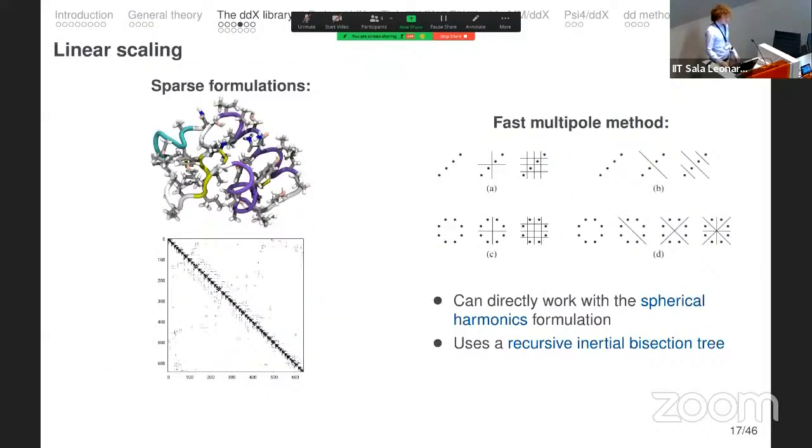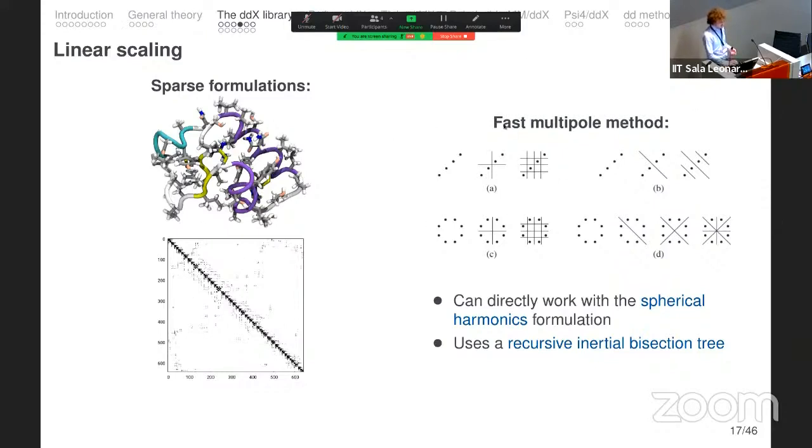Linear scaling is achieved through two main strategies. First is sparse formulations. For instance, ddCOSMO is a sparse formulation because in our matrix we have non-zero terms only for spheres of the cavity which overlap. And so this is the matrix, and this is some overlap matrix. As you can see, most of the matrix is 0. So doing a matrix-vector product is linear scaling.